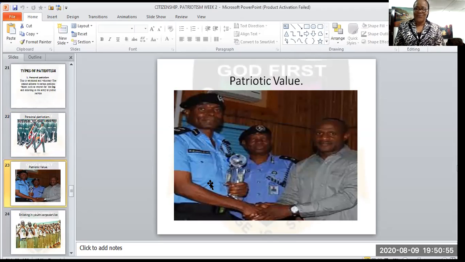Patriotic values. You know, there are things that are expected of a Nigerian. And when you do those things, of course, you portray the value system of this nation. You portray the value system of our customs and our tradition. Yes, it is a personal thing to do. It is not collective. You decide to live in that manner.